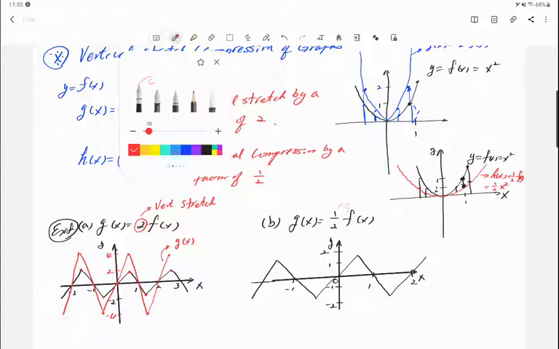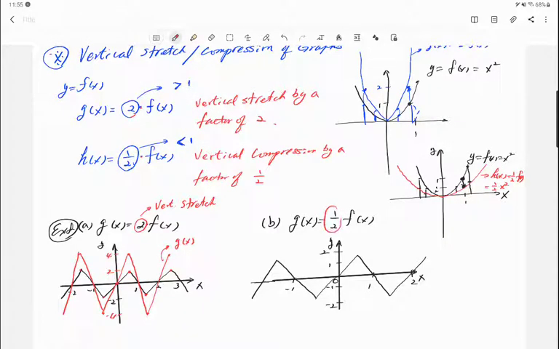Okay, next example is we are multiplying the value of y by 1/2. So this is a vertical what? Vertical compression. Vertical compression by a factor of 1/2. So all the y values will be multiplied by half. So this is y equals 2. So 2 divided by 2 is what? 1, right? So this value becomes 1. And 0 times 1 over 2 is 0. How about negative 2? So negative 2 becomes negative 1, right?